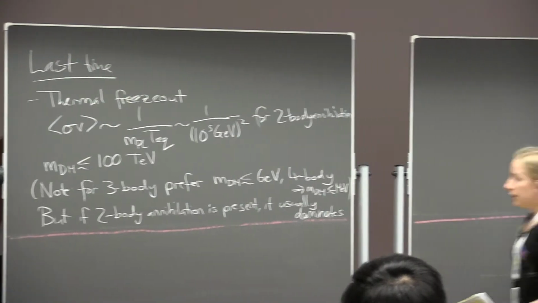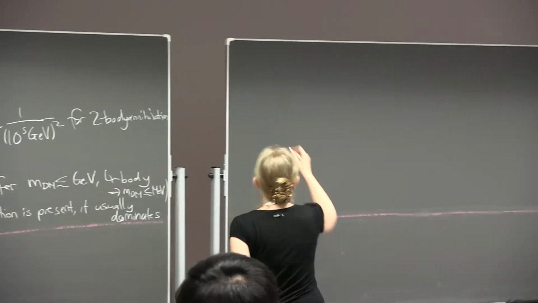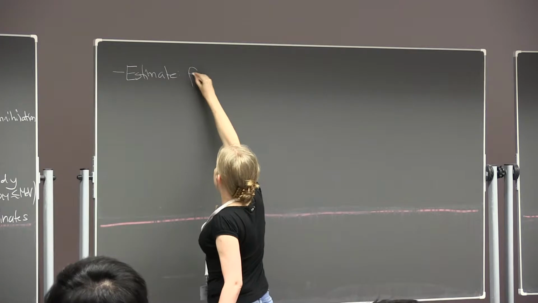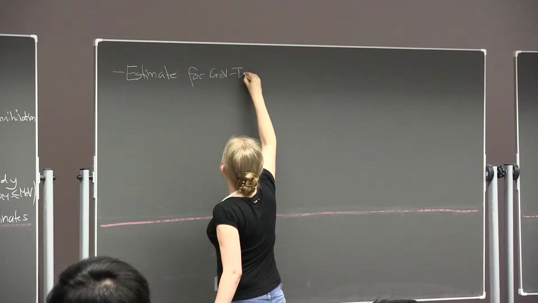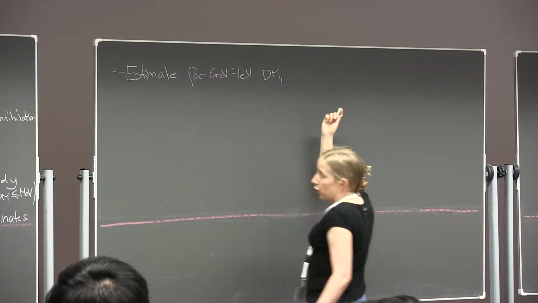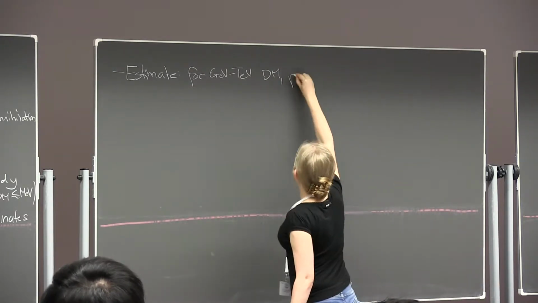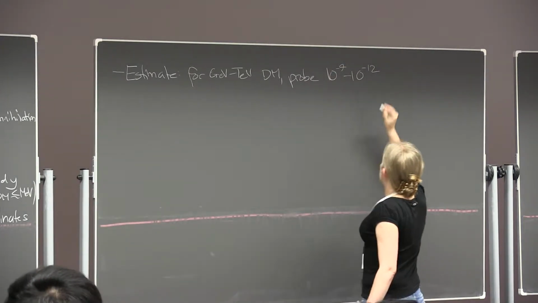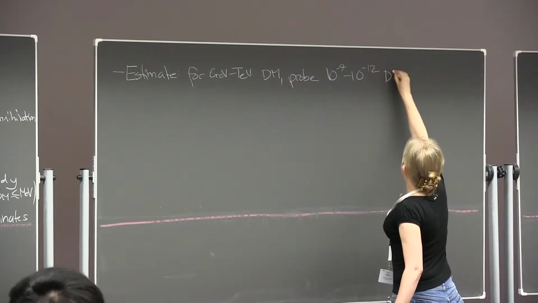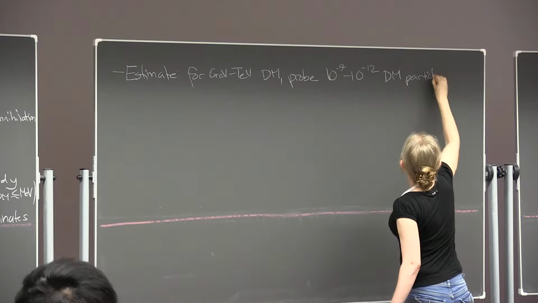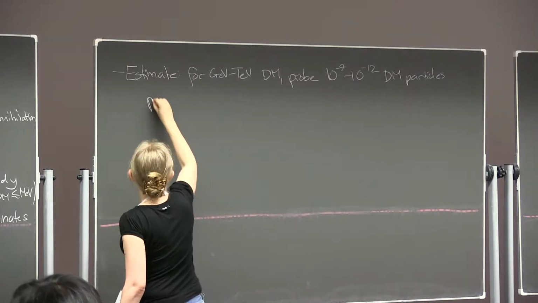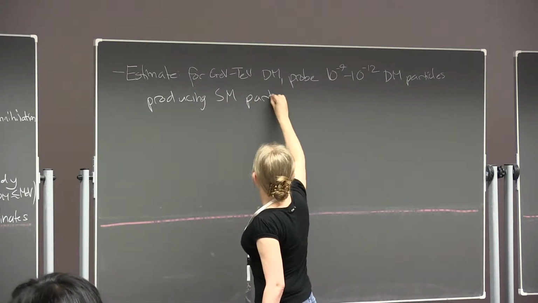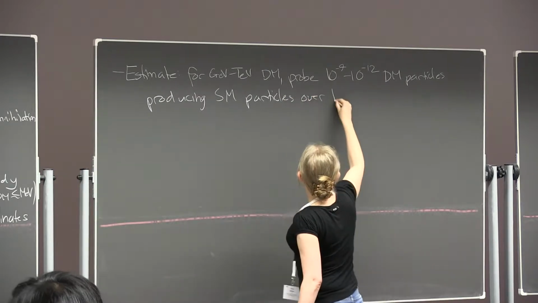Okay, the one other thing I want you to remember from last time was just the estimate that we did, that for sort of GeV to TeV dark matter, we might hope to probe with indirect detection signals at the level of between 1 in a billion to 1 in a trillion dark matter particles producing visible standard model particles over the edge of the universe.